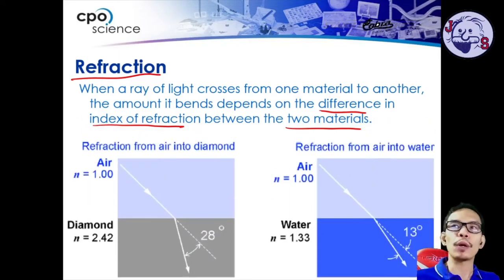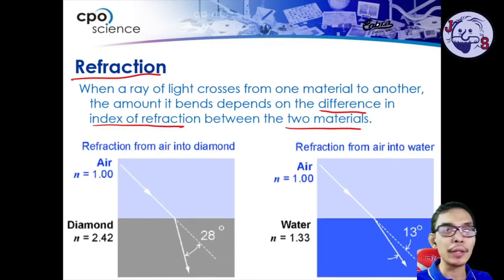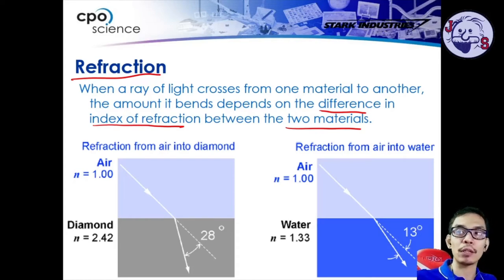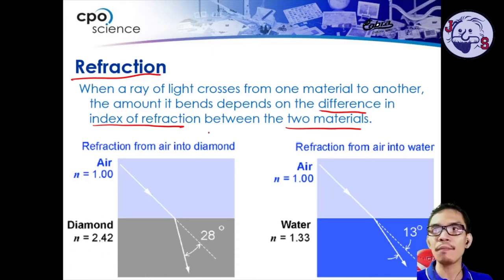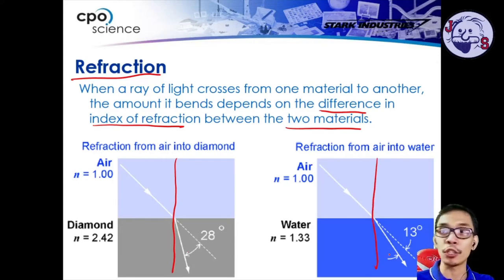What we have right here is the refraction of light. Diamond is one of the materials that has the largest index of refraction. On the right side, we have the water, which has 1.33 index of refraction. As you can see here, the amount of angle that they bend depends on the index of refraction. We have here the normal line at the middle as a basis. Every time that you work on refraction, don't forget to include the normal line in your drawing. So, this is your normal line.